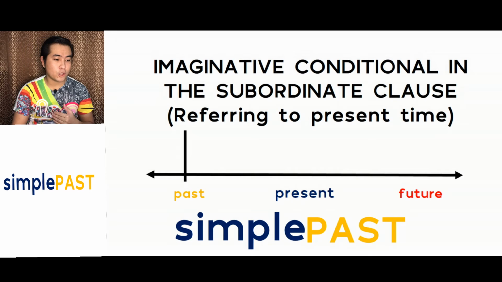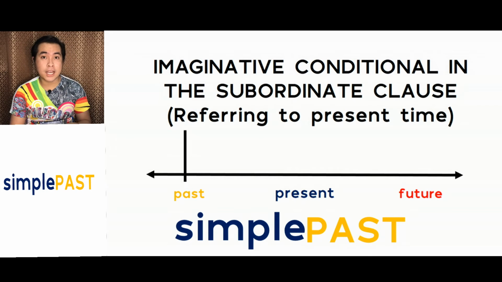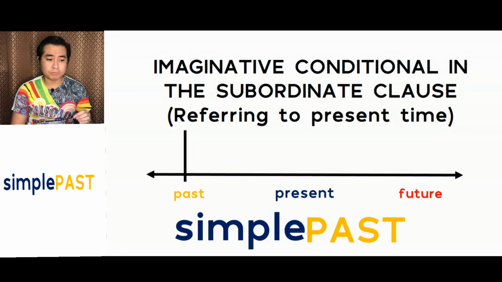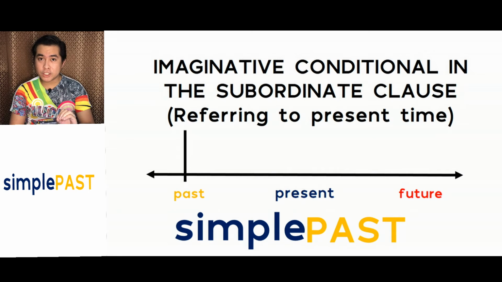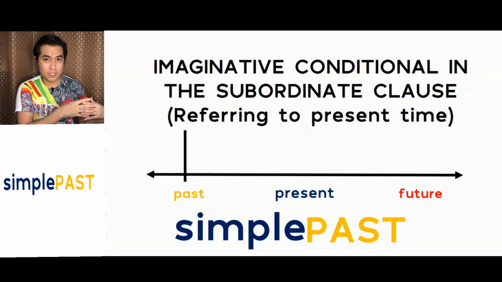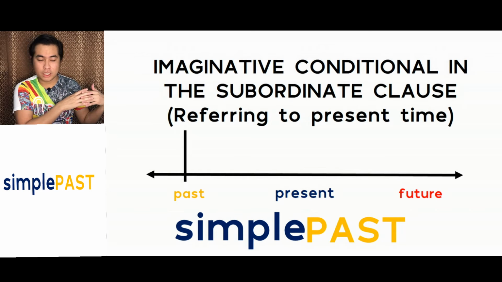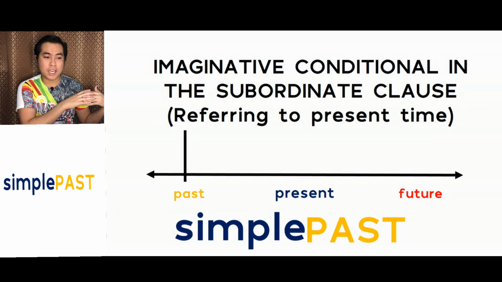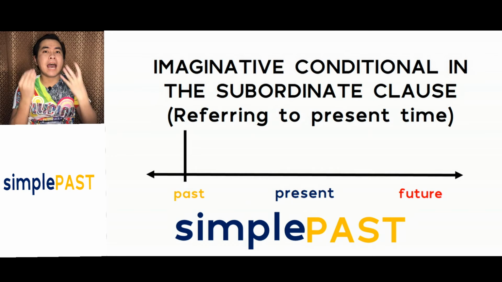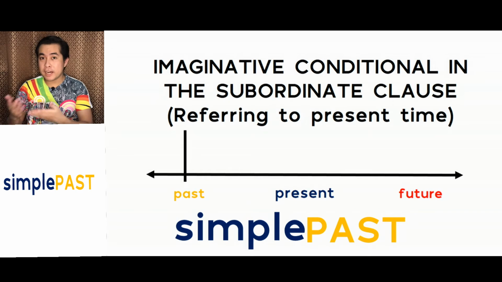So we use again the if clause, and it's referring to present time. Now, I don't want you to be confused about the reference to present time. That is because the subordinate clause is in the past tense, meaning the condition is already done, and it's imaginative, meaning it really did not happen, but had it happened, there could be something that could be experienced or that could be done.